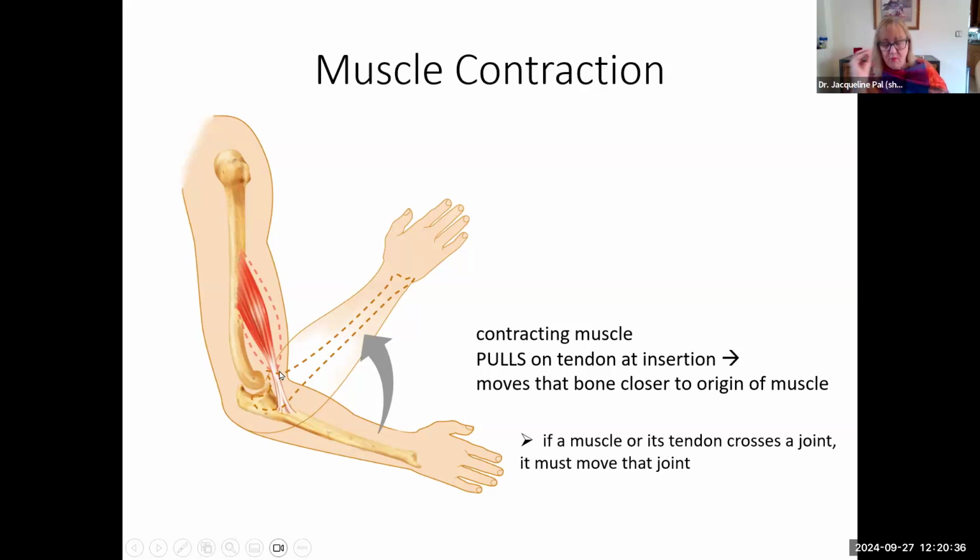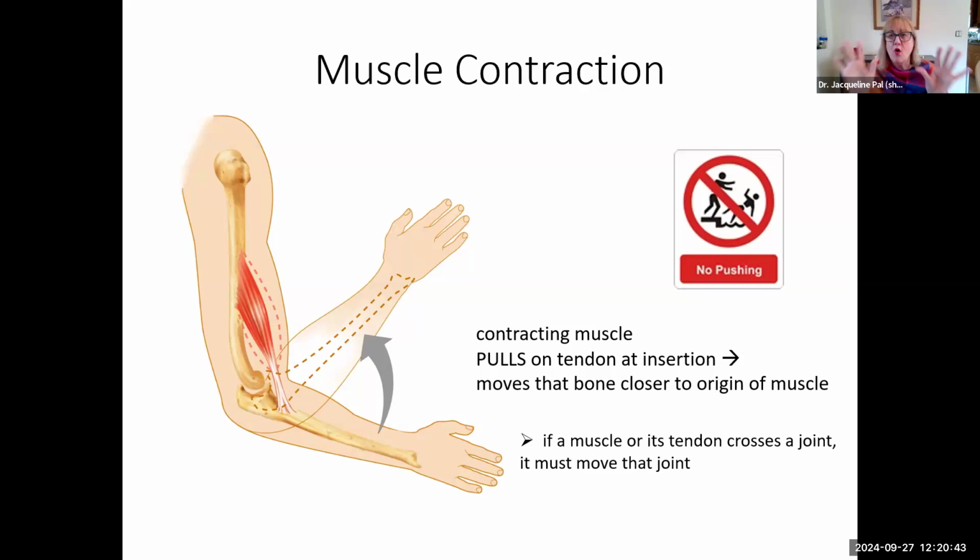And I want to make sure you really understand when a muscle contracts, it is pulling. There is no pushing. So if you're saying, Dr. Powell, I can push a cart. Well, you're not going to push a cart by contracting and flexing your elbow. You're going to push a cart by extending your elbow, by contracting your triceps brachii and extending your elbow. It's a different muscle that is contracting.